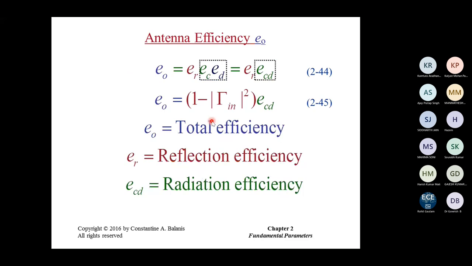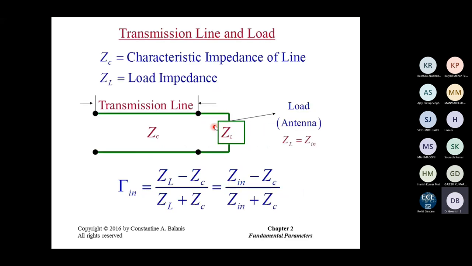Okay. So what is reflection efficiency? We will have a look at it. If you have a transmission line and then you have an antenna, the load impedance of the antenna is Zin, the input impedance of the antenna. If you know Zin, the reflection coefficient, gamma in, is basically (Zin minus Zc) by (Zin plus Zc), right? I think all of you know this.